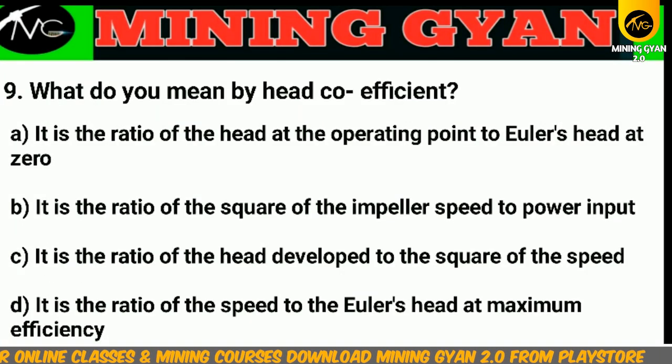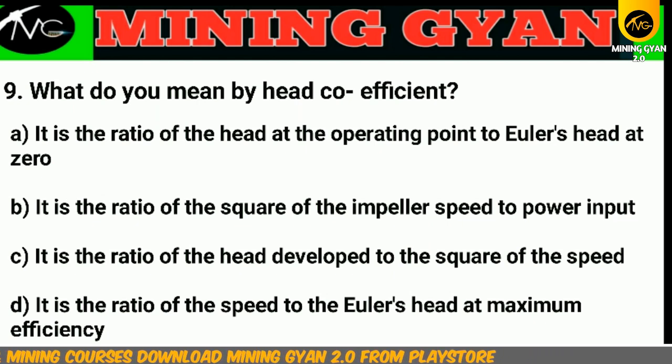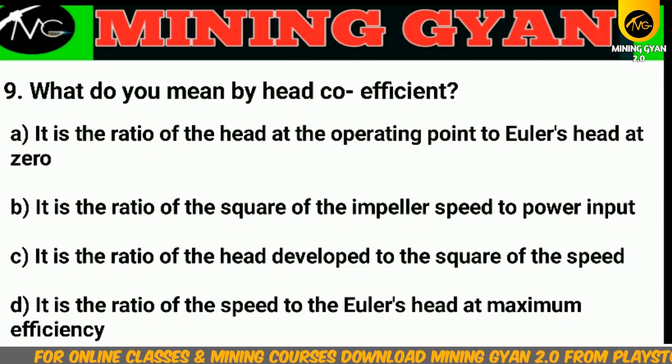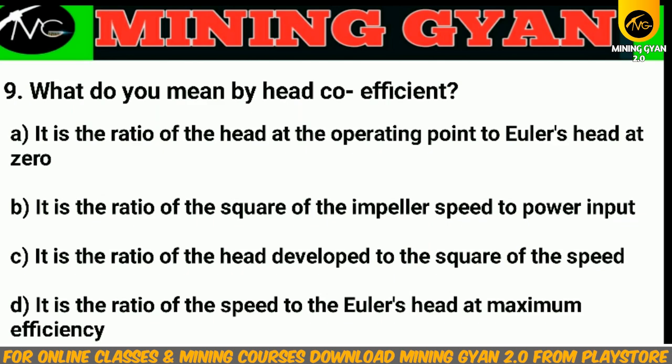Next question is, what do you mean by head coefficient? A. It is the ratio of the head at operating point to Euler's head at zero. B. It is the ratio of the square of the impeller speed to power input. C. It is the ratio of the head developed to the square of the speed. D. It is the ratio of the speed to the Euler's head at maximum efficiency. Right answer is A. It is the ratio of the head at operating point to the Euler's head at zero.